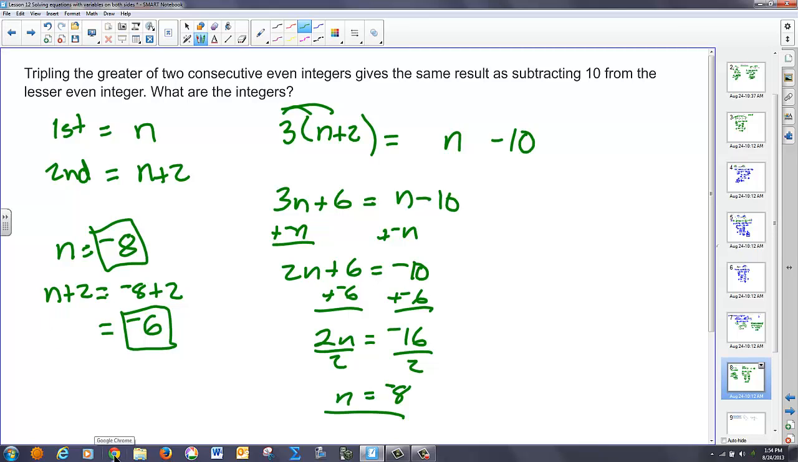And then to check it, it said tripling the greater of 2. Well, negative 6 is actually bigger than negative 8. So if I triple that, 3 times that negative 6 gives the same result as subtracting 10 from the first, and that was negative 8. Notice negative 18 is equal to negative 18. So I have a check.